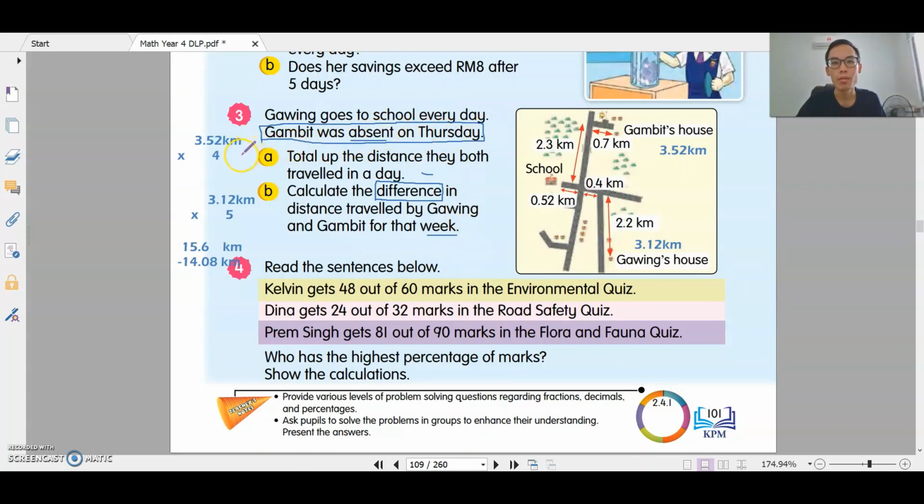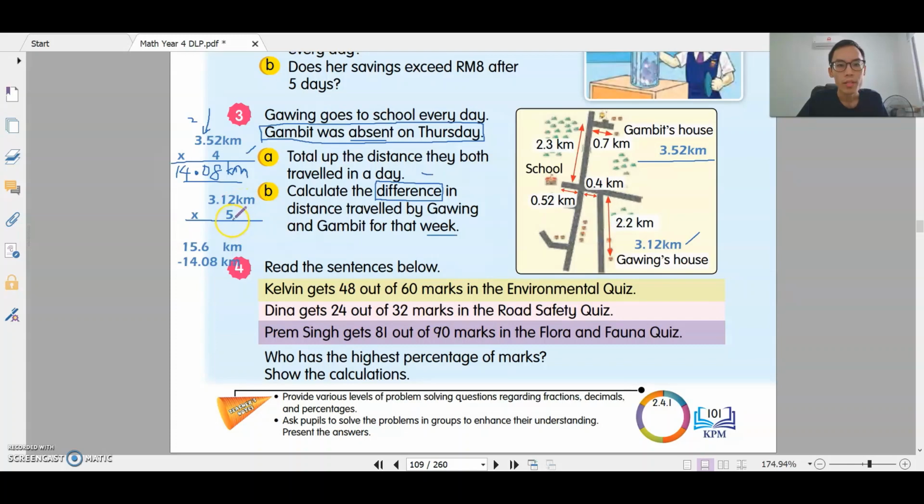So for Gambit, you only times 4. Gambit's distance was 3.52, so you times 4. And then Going's distance was 3.12, so you times 5 because he goes to school for 5 days. So 4 times 2, 8. 4 times 5, 20. 4 times 3, 12. Plus 2, 14. And then your decimal point, 2 decimal places, follow this one.